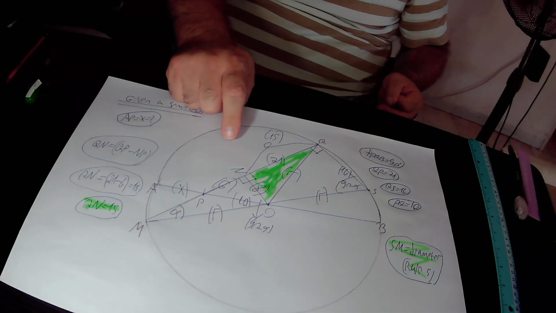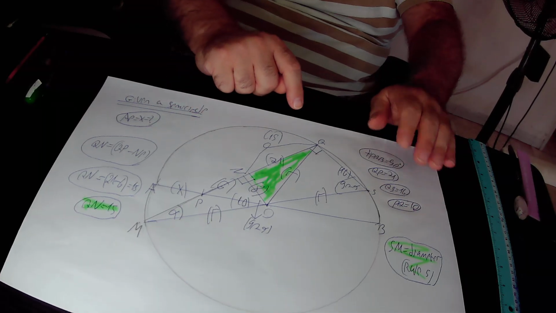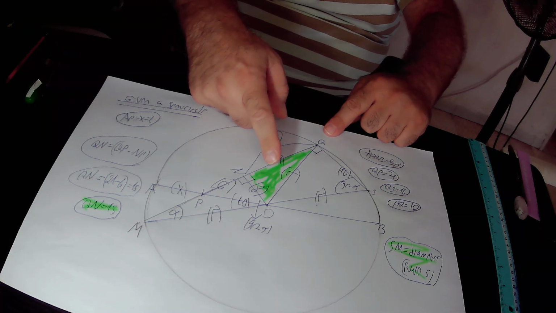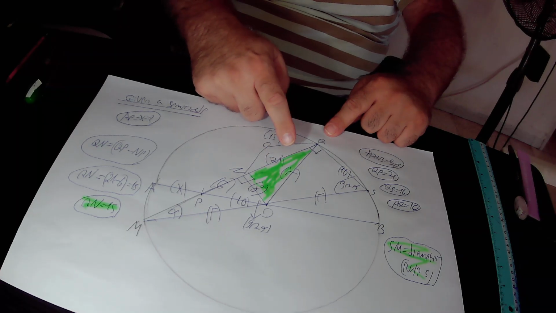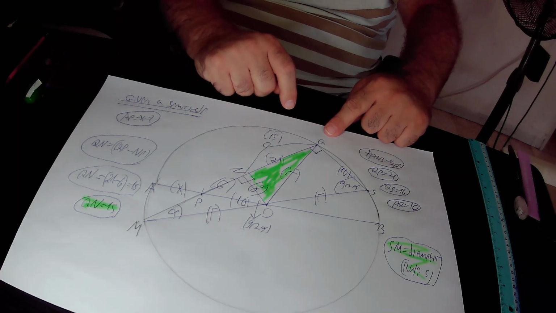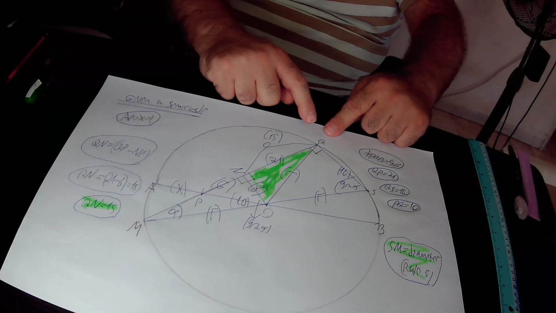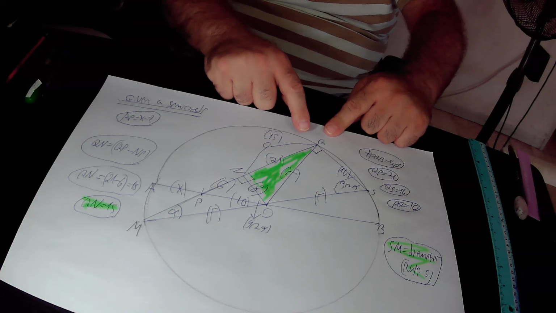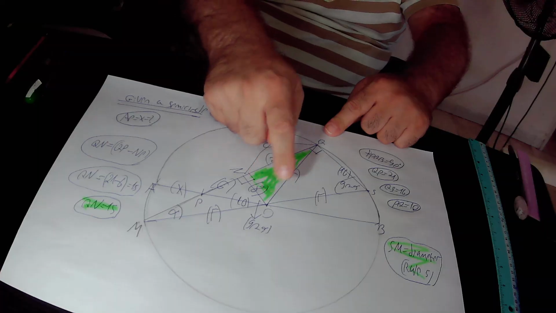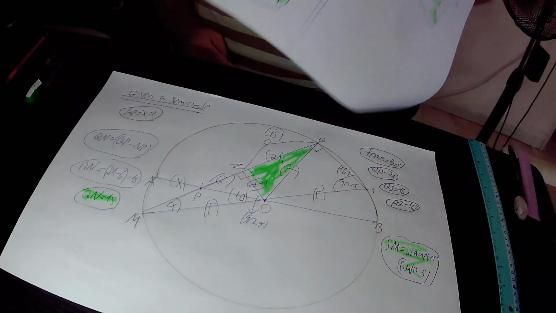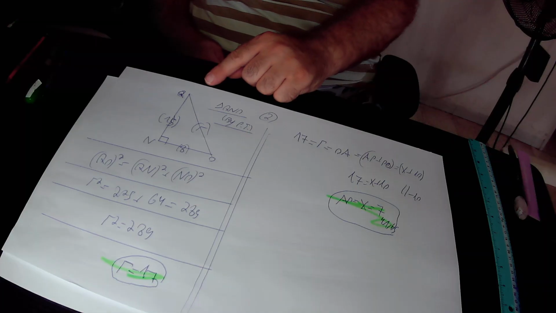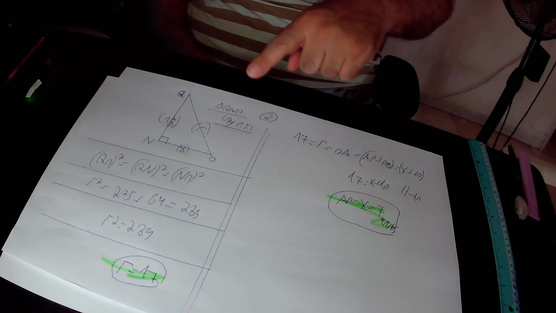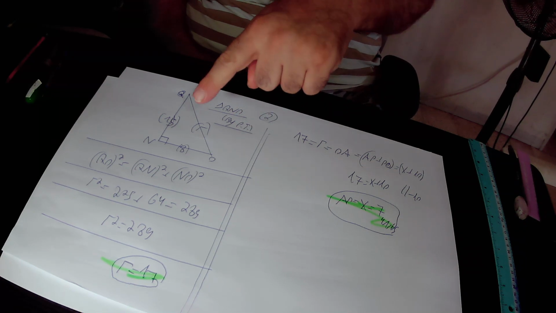In the next step, we join points Q and O together by a straight line. QO, or OQ, is the radius of this circle, that is equal to R. So, in the next step, I copied the right triangle QNO to a new page and implemented the Pythagoras theorem on this right triangle QNO. In this right triangle, QO squared, that is the square of the hypotenuse, equals QN squared plus NO squared.